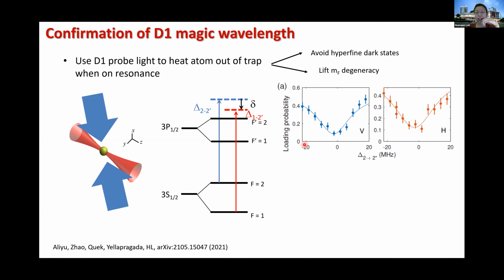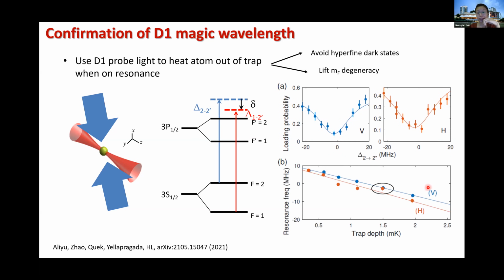When we do so, we find that as we tune this probe detuning, we are able to find a resonance position where we are able to deplete the atom out of the trap. And we can measure this resonance frequency position as a function of the different trap depths. And the gradient of this basically is sensitive to the differential light shift from the tweezer. The V and H that you see over here refers to the tweezer polarization. So again, because we're dealing with the D1 line, there's no tensor polarizability, only scalar and vector polarizability.